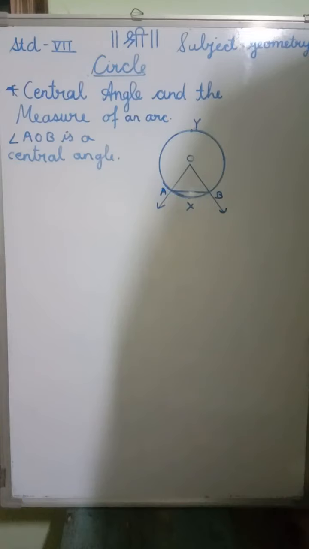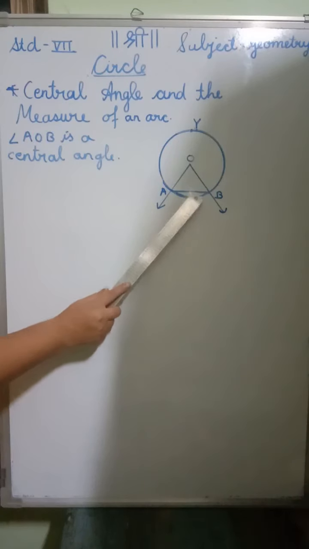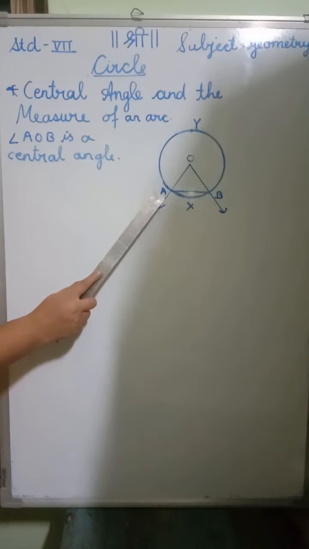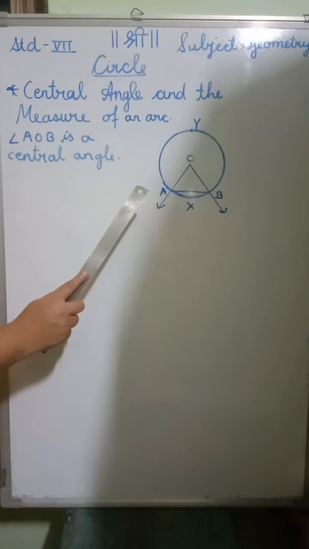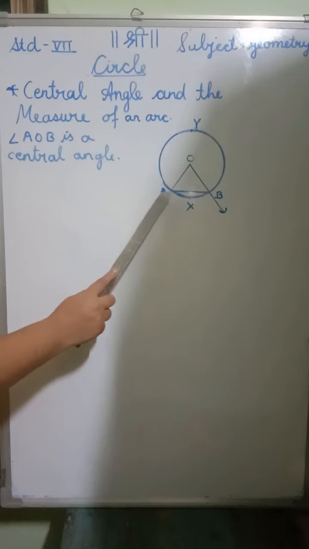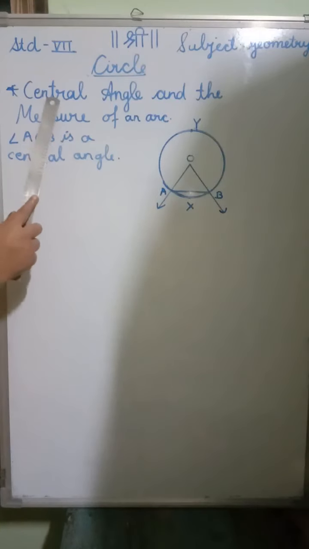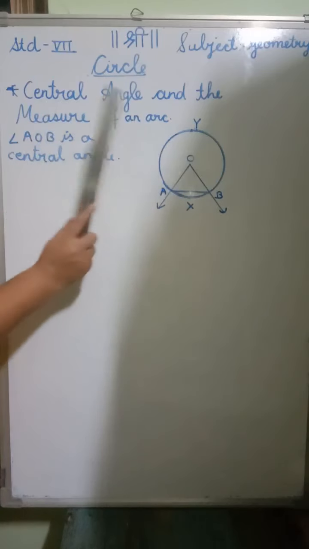Now, when I join points A and B with each other, did I get a chord? Now, because of this chord, are we getting two arcs? One is smaller, the other is bigger. So, this small arc is called the minor arc. What is its name? Yes, arc AXB. And the bigger one is the major arc. What is its name? Arc AYB. Okay. Now, using the central angle, we'll learn how to find the measure of an arc.